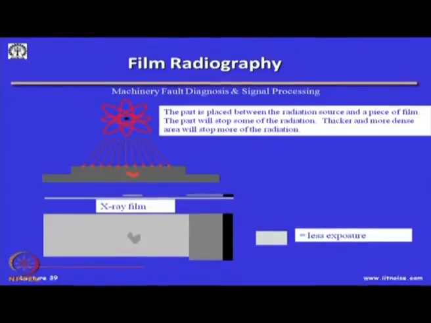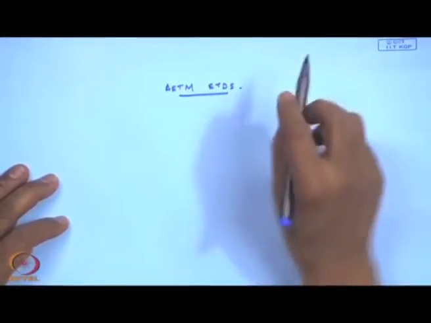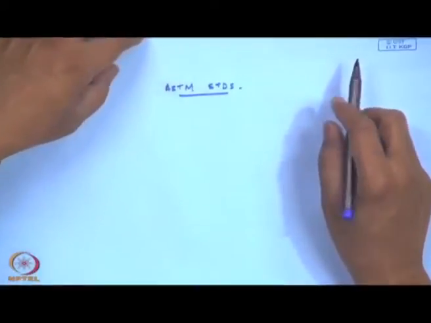So, what happens in this X-ray is the part is in between the radiation source and a piece of film. Okay. The part will stop some of the radiation, thicker and more dense areas will stop more of the radiation. That is what is in the film radiation. So, if I have a defect here and the film, that is what it will look like. So, this has been exposed less and more and so on, and then we can have certain materials as guide plates. So, there are in fact ASTM standards as to what are the calibration standards as well, which are available for these X-rays.